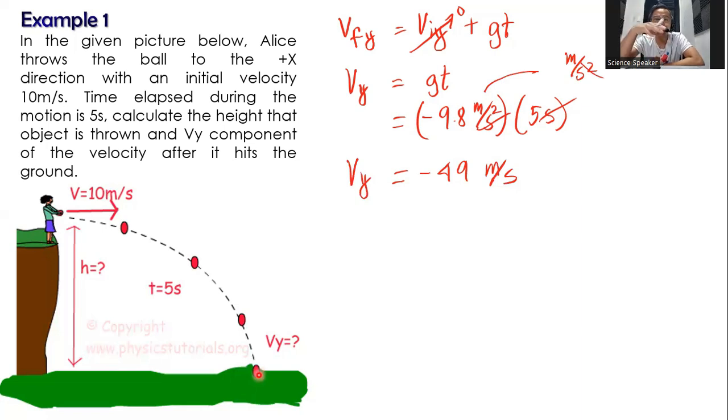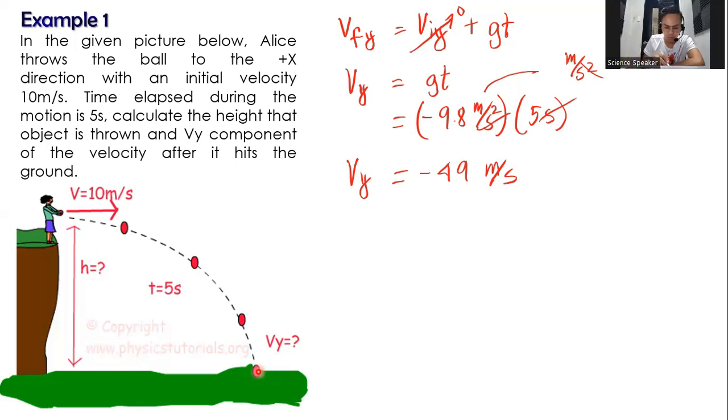It is negative because the movement of the ball is downwards, below the point of origin. So that's negative 49 meters per second. This is the y component of that velocity. But when you are asked, what is the velocity of the ball as it reached, or before it hits the ground, how are we going to solve that?